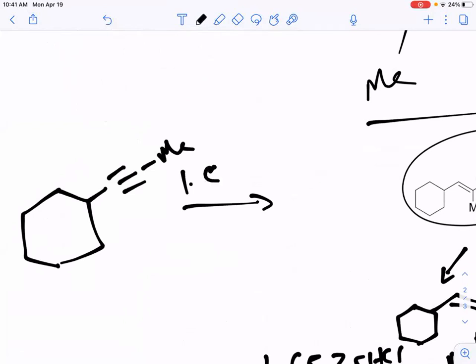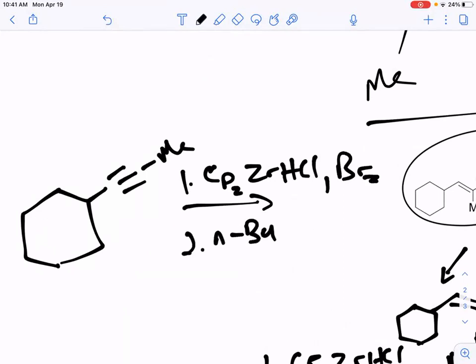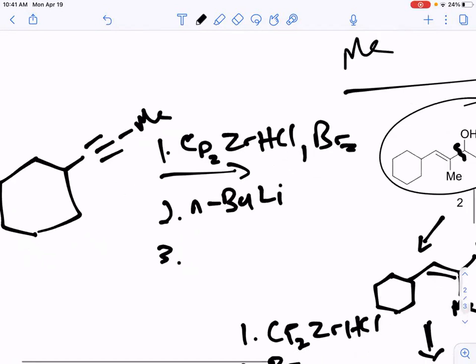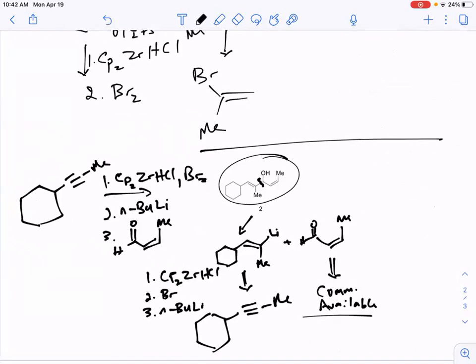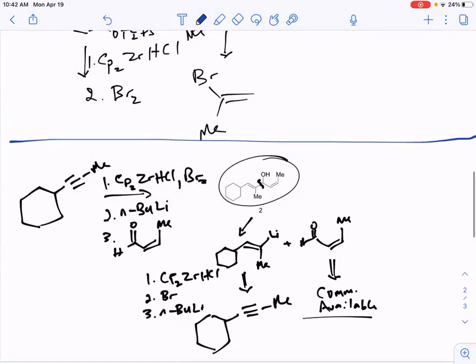hydrogenation, followed by bromine, and then lithium, and then crotonaldehyde. Those three steps will get you to that molecule. Let me erase that line. All right. And any questions about that?